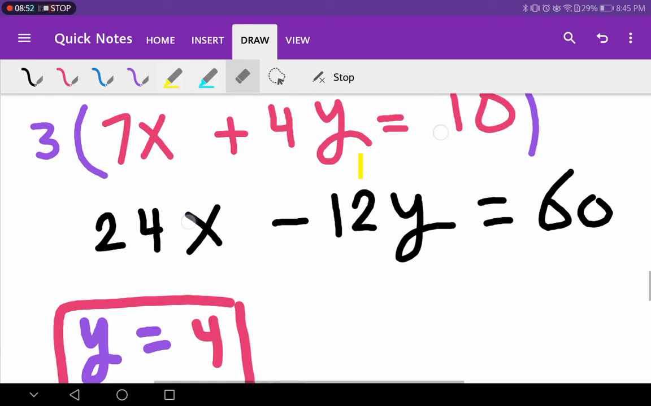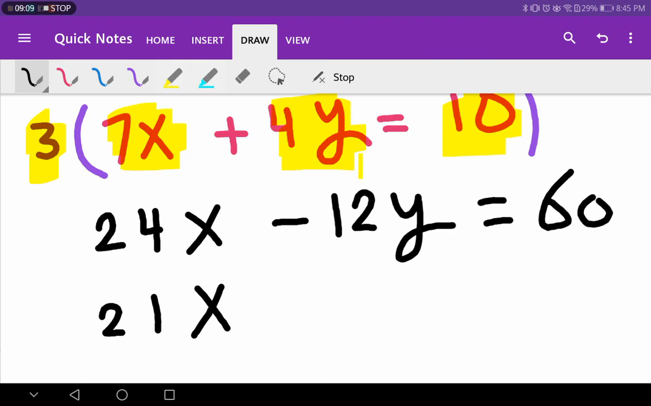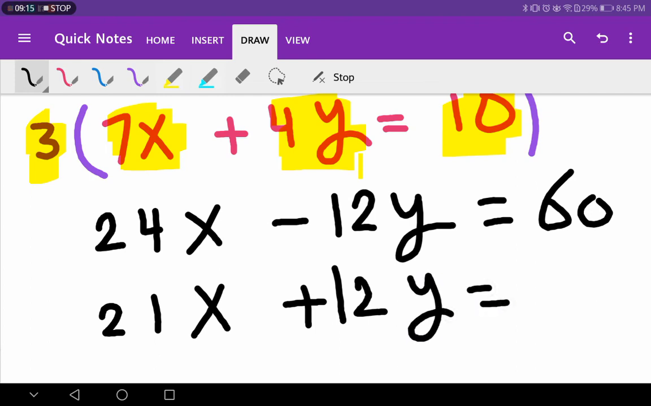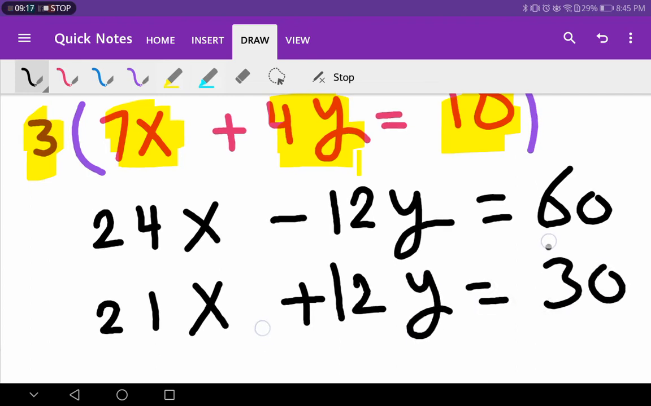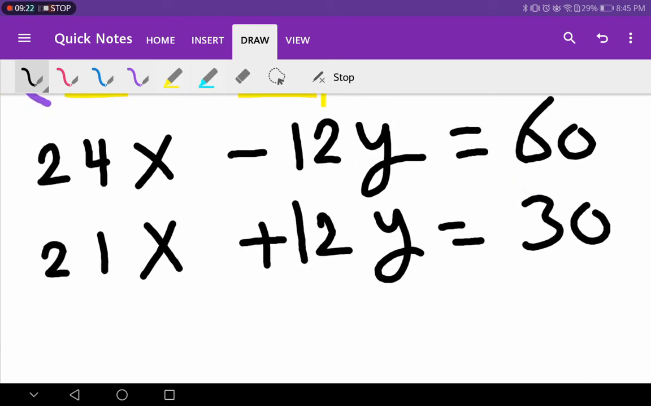Now the second one, 3 multiply 7, 21x. Make sure you multiply by all the terms, okay, my dear students. The 3 multiplies all the terms. 21x plus 12y equals 30. Now I have two new equivalent equations.